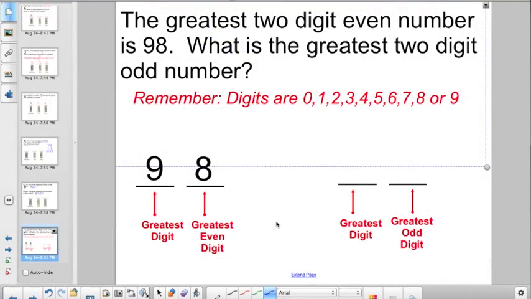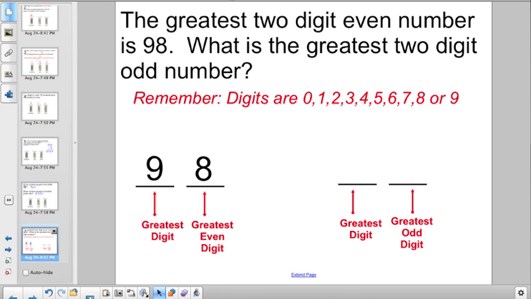Check this guy out. Here they're asking us, the greatest two-digit even number is 98, right? And I kind of wrote it out here to explain. 98, if you want to start off by making yourself two lines, and they're talking about the greatest two-digit even number. And we learned back on math lesson 2 that the last digit here determines whether a number is even or odd. So for the digit in the ones place, I gotta use the greatest even digit. The greatest even digit is 8, right? Here's your digits again. The greatest even digit was 8.